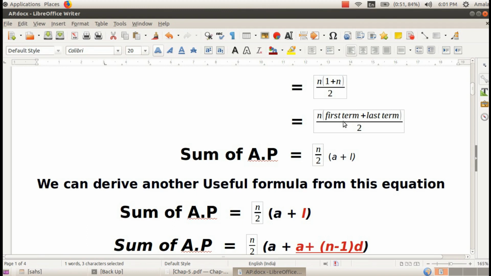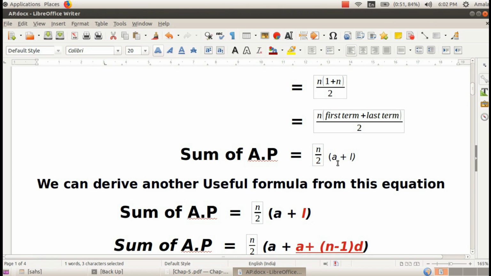We can rewrite this formula, sum of AP equals n by 2 into a plus l. a is the first term, l is the last term. In this sequence, the first term is 1, the last term is n. So, we can generalize the formula. The sum of first n terms of an AP we can find by using this formula, n by 2 into a plus l, where n is the number of terms, a is the first term and l is the last term.